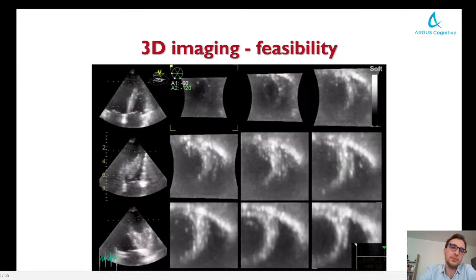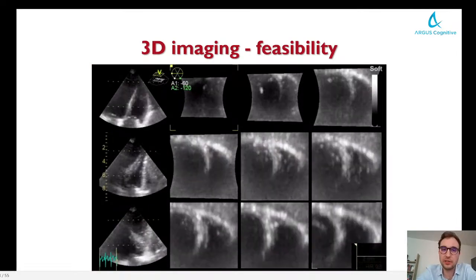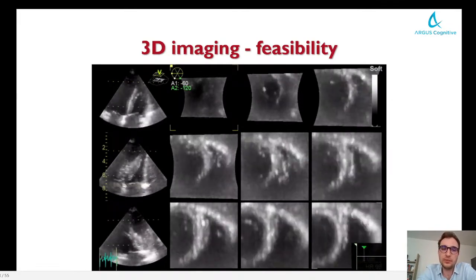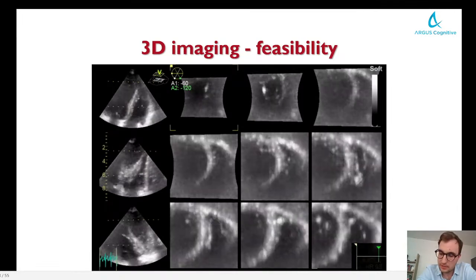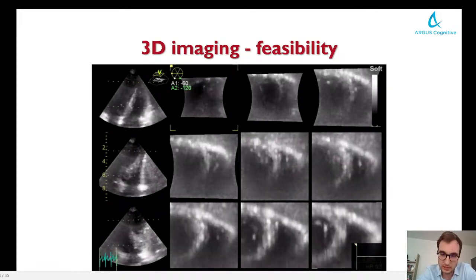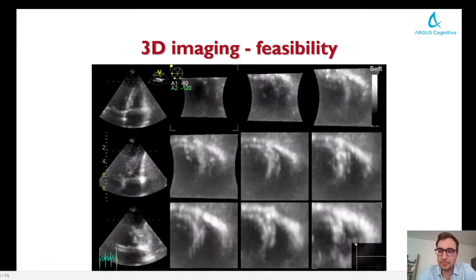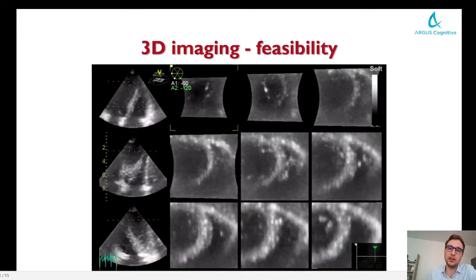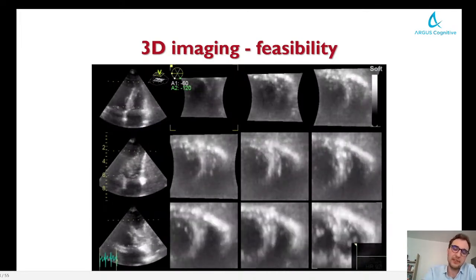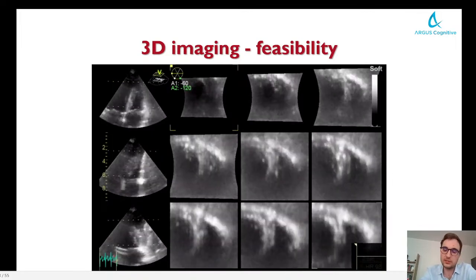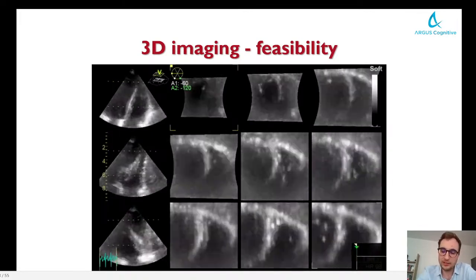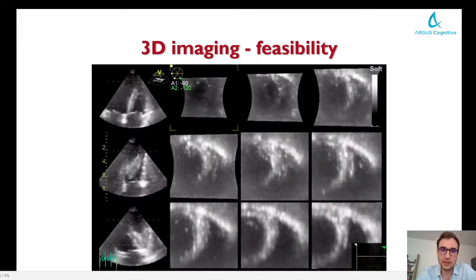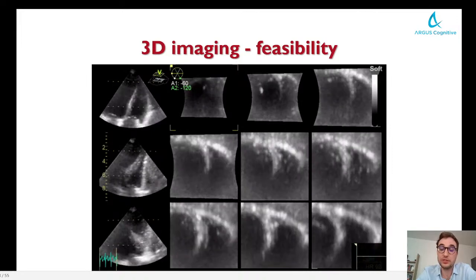However, let me show you an example of a 5-year-old child. This acquisition was done by me. Here we can see that actually the three-dimensional imaging in children is definitely not impossible, and not just a toy for scientific purposes. We can do that. There will be some cases in which it's not possible, but by giving some more time to it, it usually works.